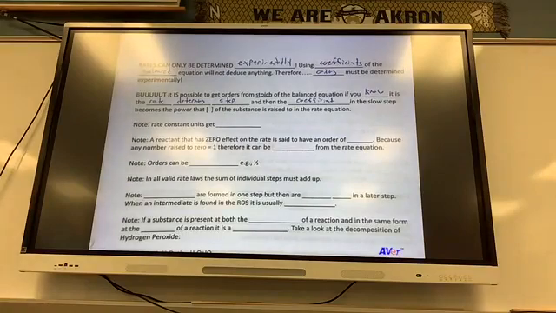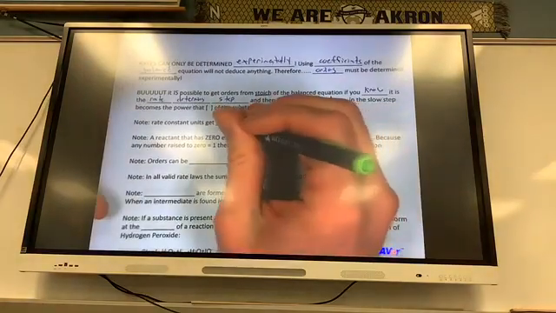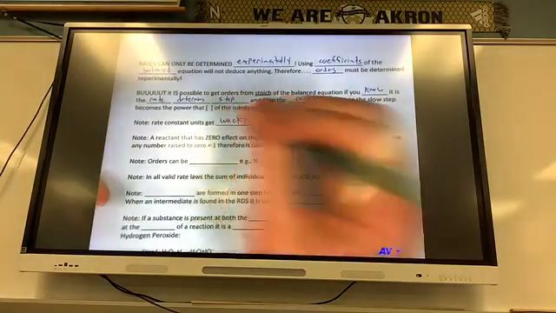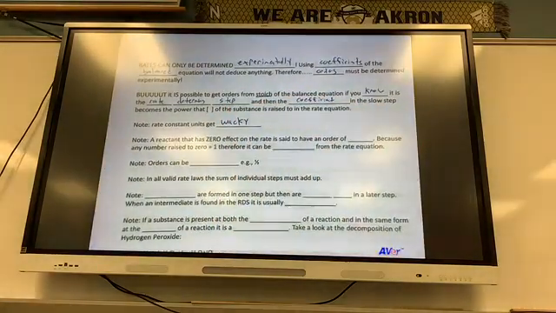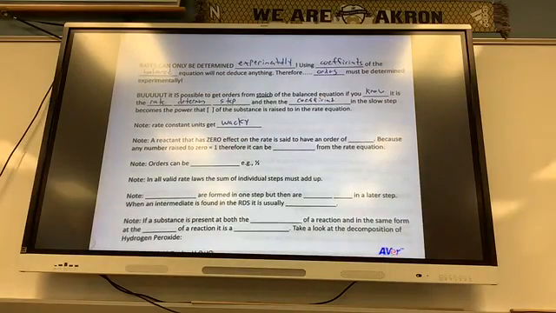Note, rate constant units get wacky. It could be like molar squared divided by seconds cubed type things, weird stuff. That's probably the hardest part about this, determining your units on your rate constant.